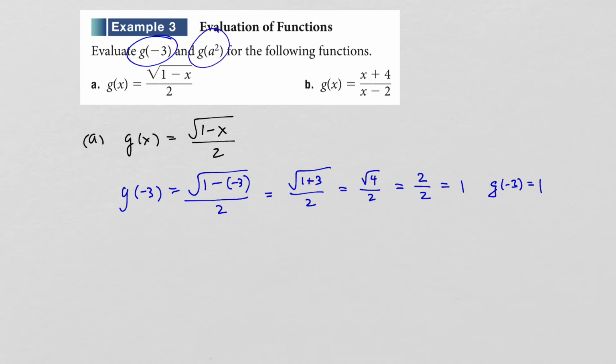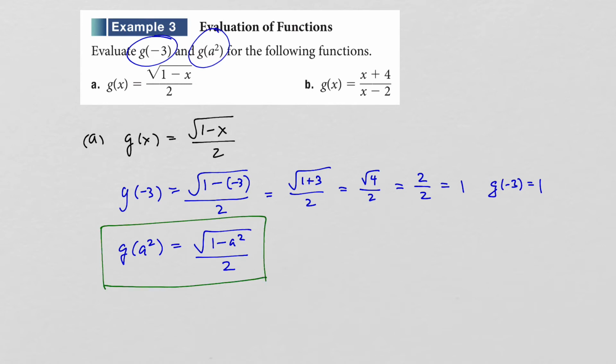Now, what about the second part, g of a squared? Well, g of a squared, same thing. You're going to take the x in your function and you're going to replace it with a squared. So when we do that, we get the square root of 1 minus a squared divided by 2. And that's all we can do there. We cannot simplify this radical, so this is our answer. So again, the takeaway here is that when you plug a variable into a function, you get a new function, right? Compared to when you plug a number into a function, you get a number.